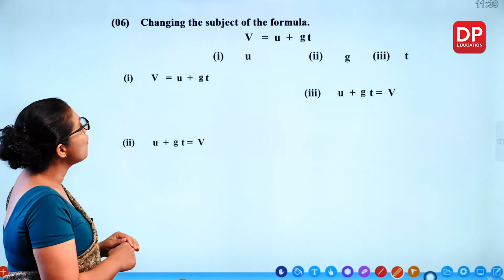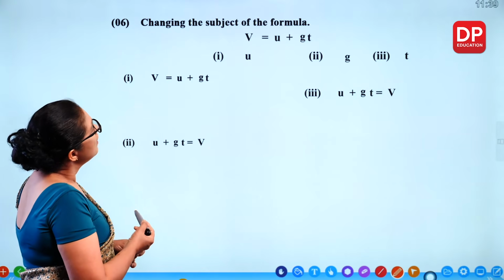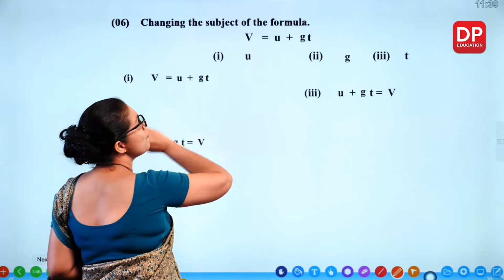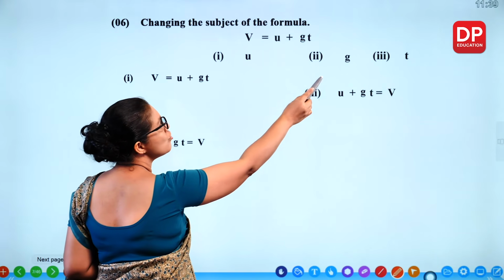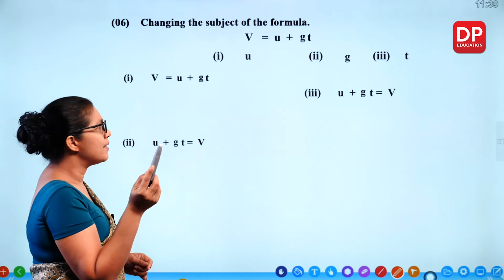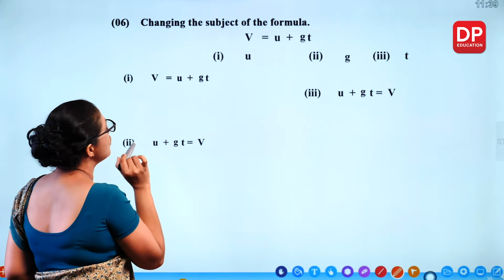Changing the subject of the formula now, V equals U plus GT. So V is the subject of the formula here. We want to change it to U, G and T. So how do you do that? First we write down what we have, V equals U plus GT.